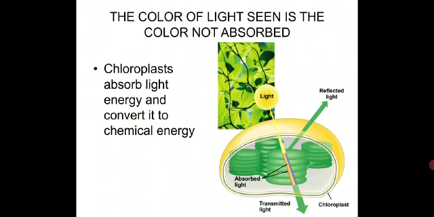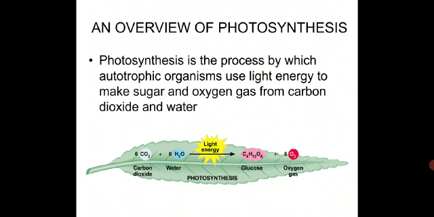the glucose molecules. So here again you are watching an overview of photosynthesis, that photosynthesis is a process by which the autotrophic organisms use light energy to make sugars and oxygen gas from carbon dioxide and water. So this you can say is the complete definition of photosynthesis, and we're watching again the overall chemical reaction of photosynthesis.